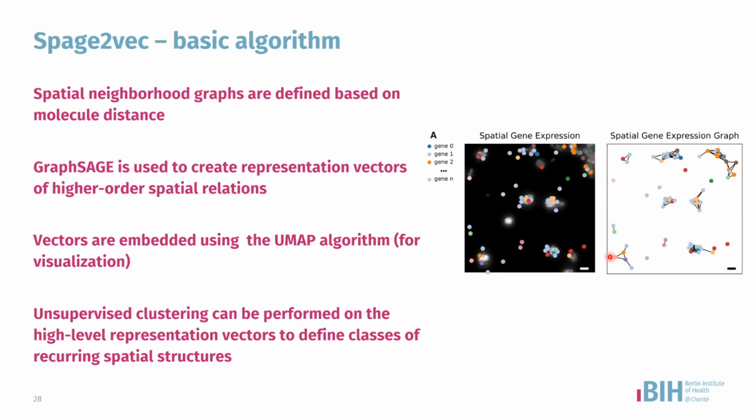And the basic algorithm revolves around generating a spatial neighborhood graph based on the molecules and their distances from each other. It then uses a graph neural network called GraphSAGE to create some representation vector of higher order spatial relationships, which are then later embedded and visualized using the UMAP algorithm. And then you can perform some unsupervised clustering to find classes of these recurrent spatial structures within your tissue.